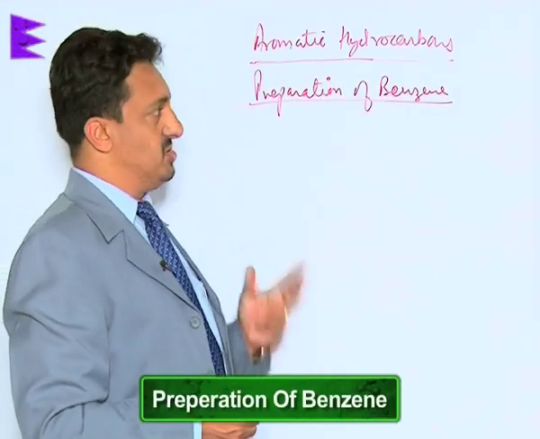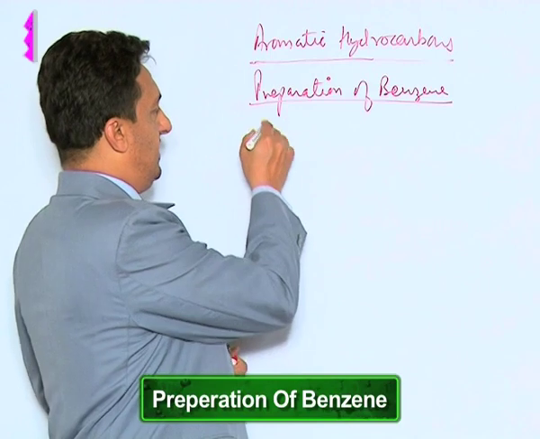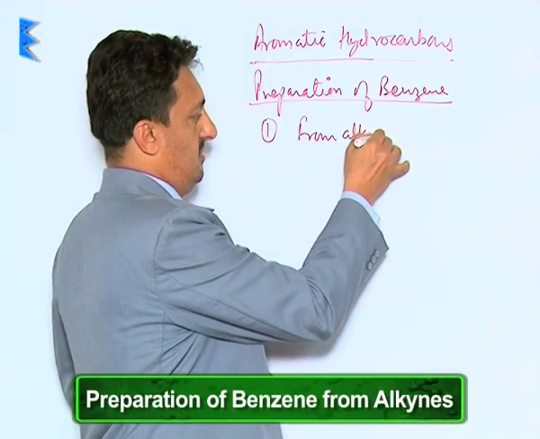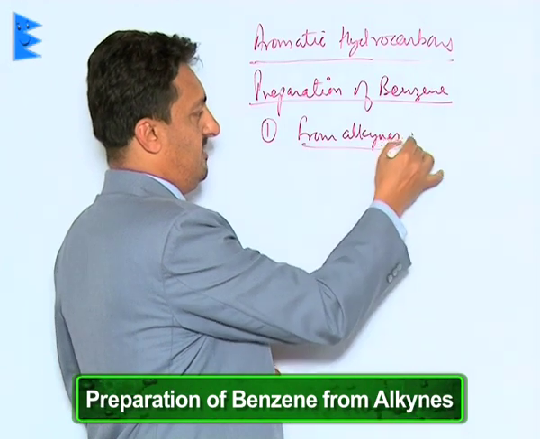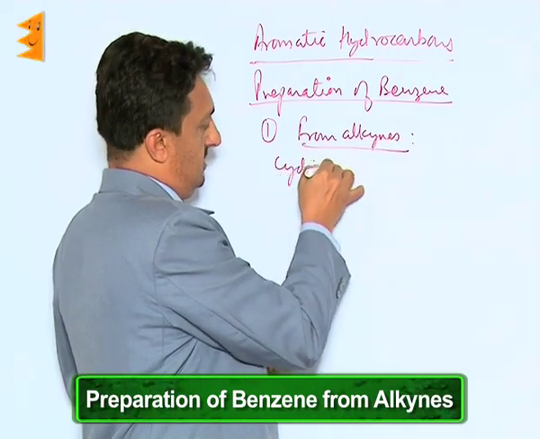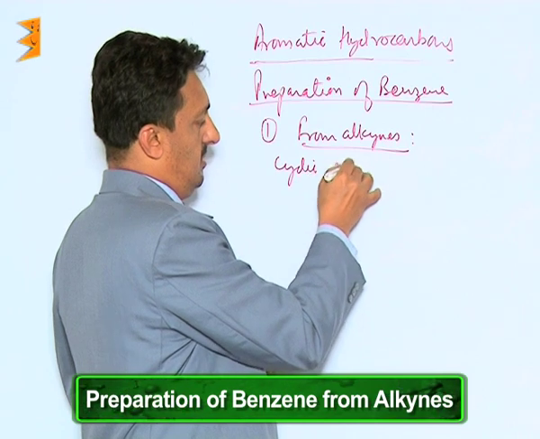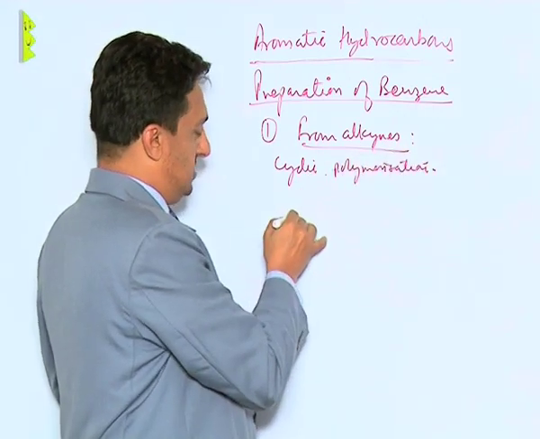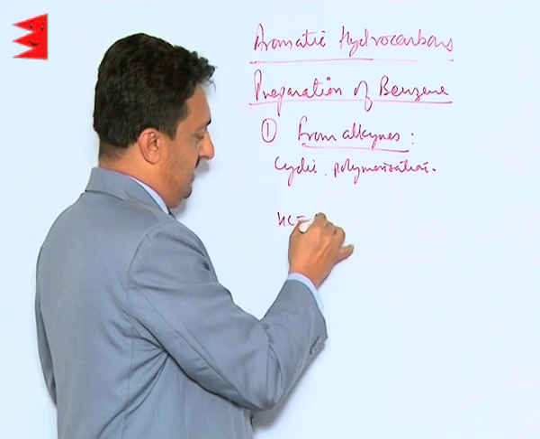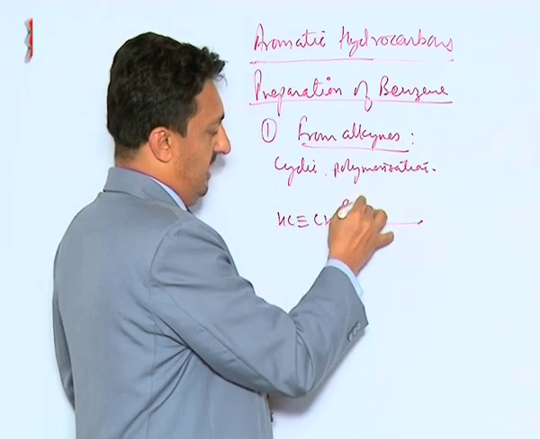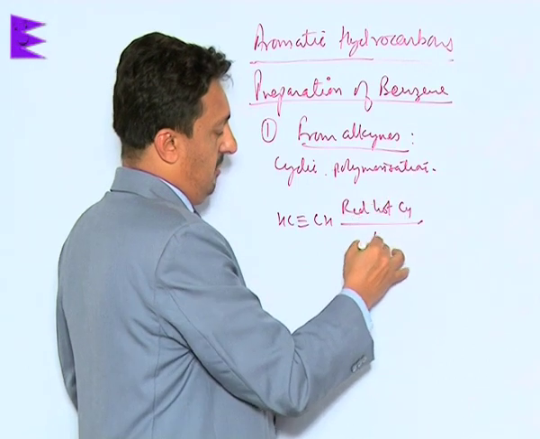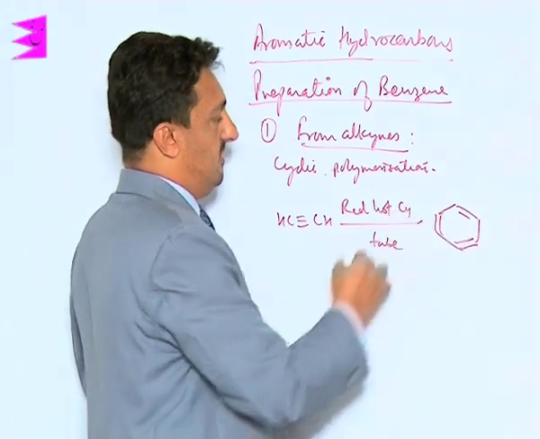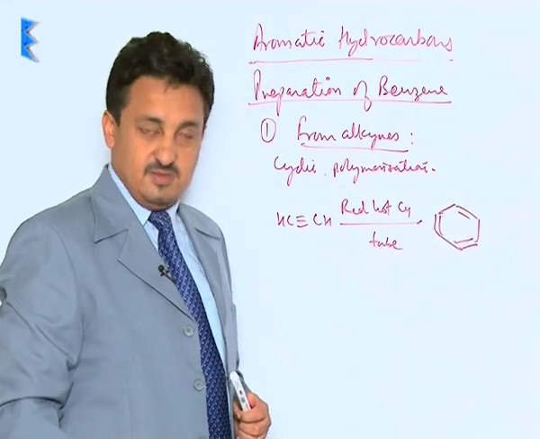Now let us see the preparation of benzene. Benzene can be prepared first from alkynes by cyclic polymerization. We know that when acetylene is passed through a red hot copper tube, what we get is benzene. So that's the first method of preparing benzene.